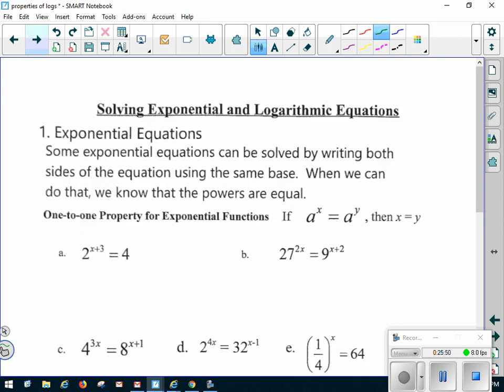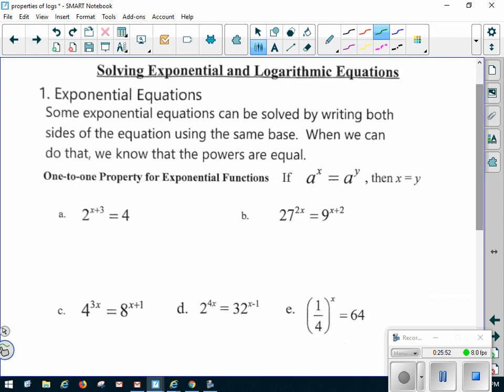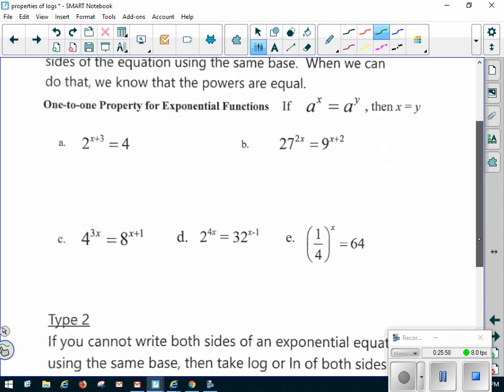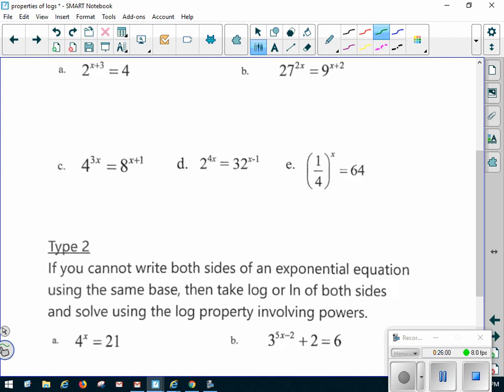All right. Solving exponential and logarithmic equations. This is a big deal for calculus. I want you to know how to do this, but you got it. Now, listen. We have already done problems like A and B and C and D and E.